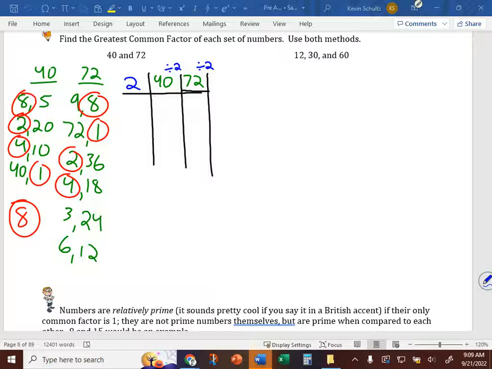And what is 40 divided by 2? Good. Everyone said 20. Excellent. And what is 72 divided by 2? Everybody? 36. Okay?